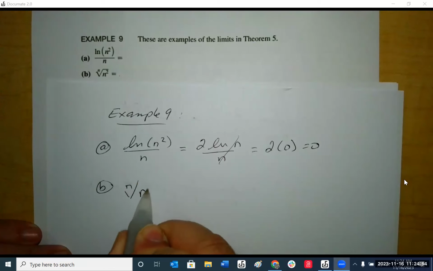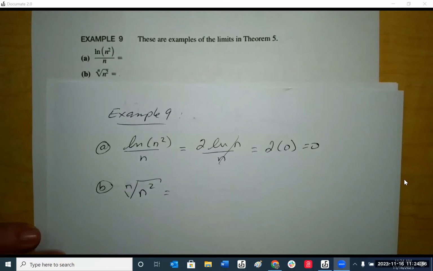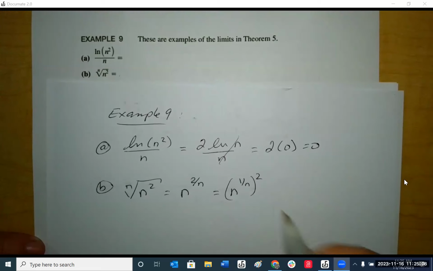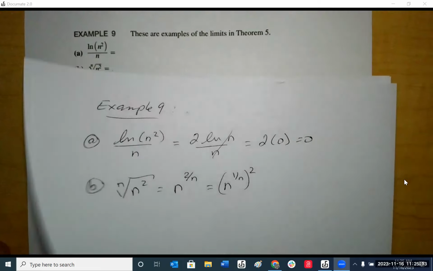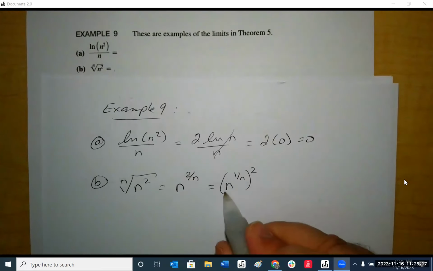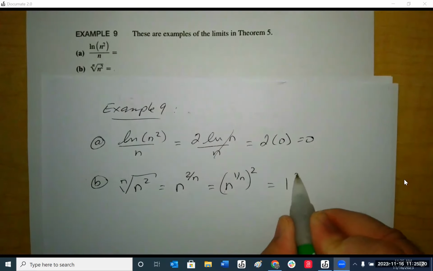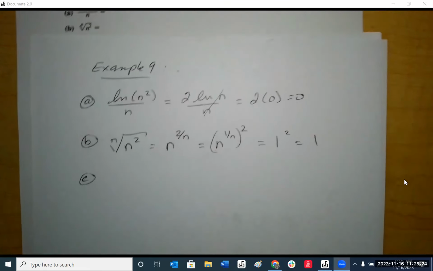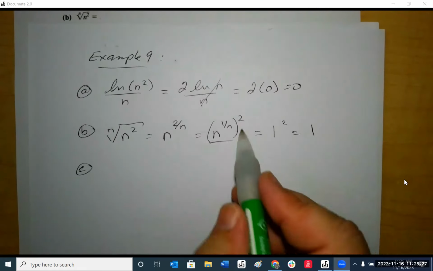Next, the nth root of n squared. So this one is written as n to the 2 over n. We can rewrite this as that. And from the theorem, whenever you have n to the power 1 over n, that's 1. So it goes to 1. Again, these are all just statements. These are straight from the theorem.